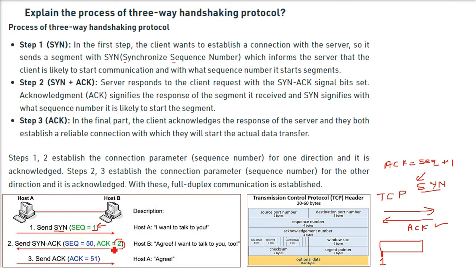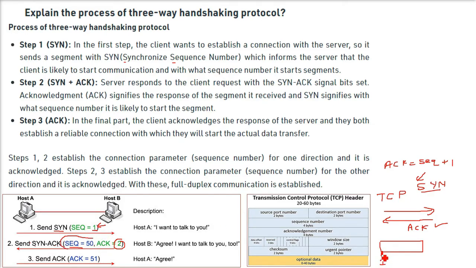ACK will be from the other side. Now it will also declare, okay, you have told me that the address of your first byte is 1. The data I am going to send you, the address of the first byte will be 50.